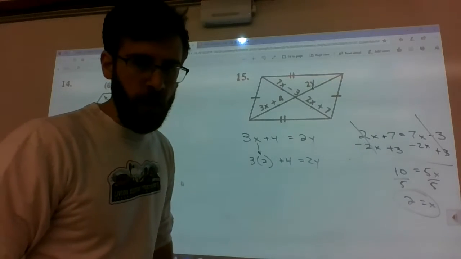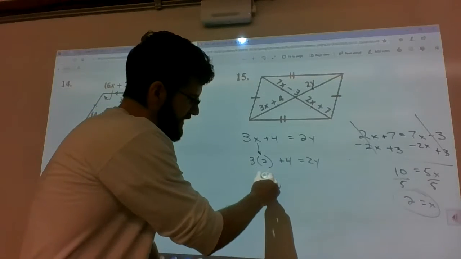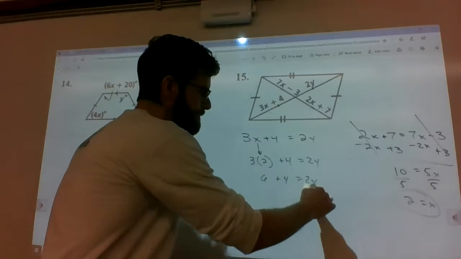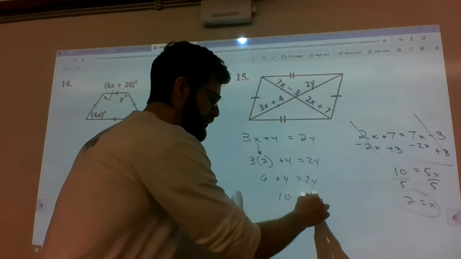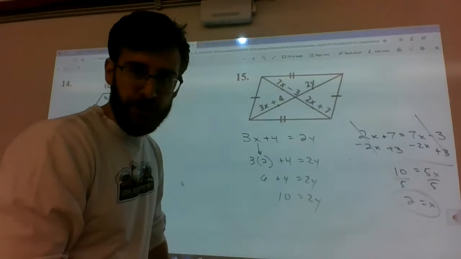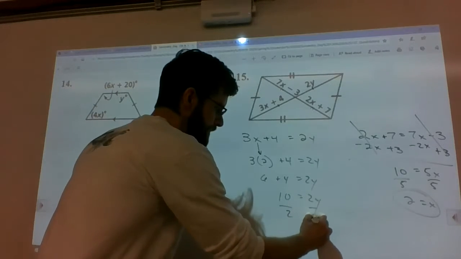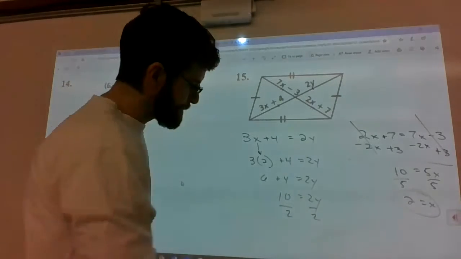And now we can solve for y. So this would be 6 plus 4 is equal to 2y. 10 equals 2y. Divide by 2. y equals 5.